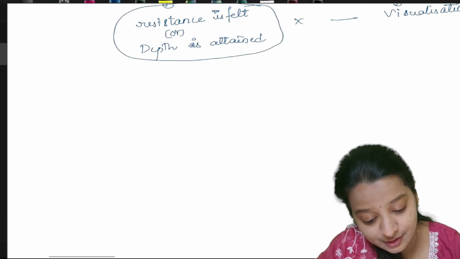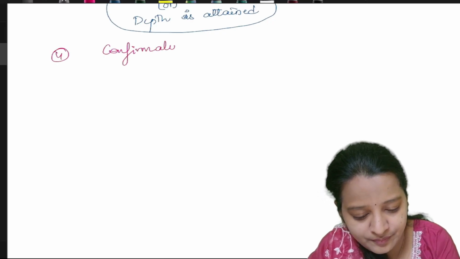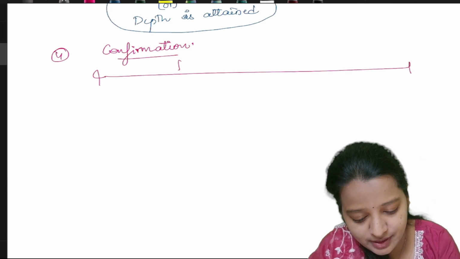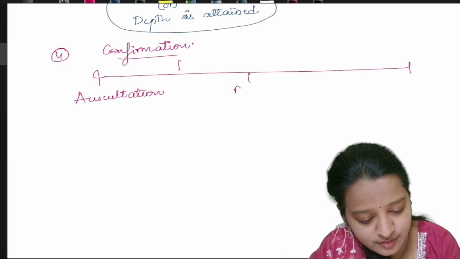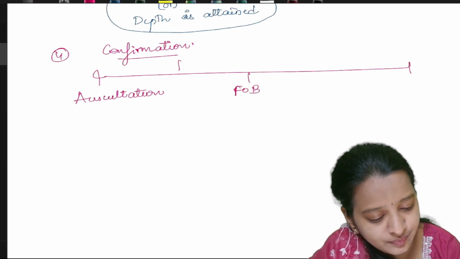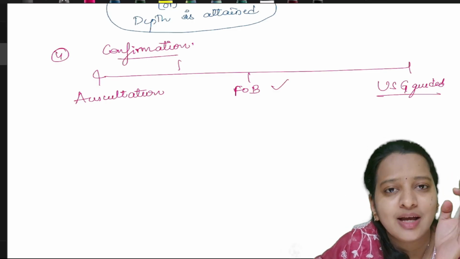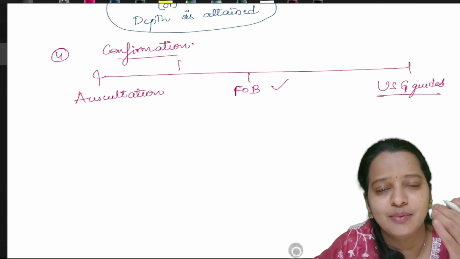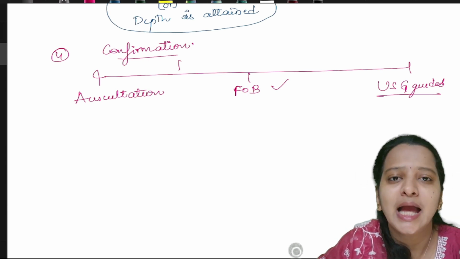Now, how will you confirm? Confirmation again is by three methods: auscultation, fiber optic, or ultrasound. Fiber optic we have already learned. And what is ultrasound guided? One lung will be collapsed during one lung ventilation, right? So I'll insert the DLT whether by blind approach or the fiber optic. If it is by fiber optic, it is an additional confirmation. Ultrasound will be an additional confirmation.